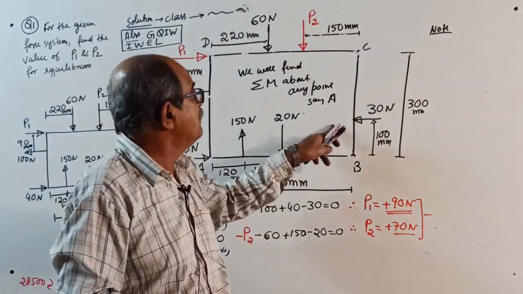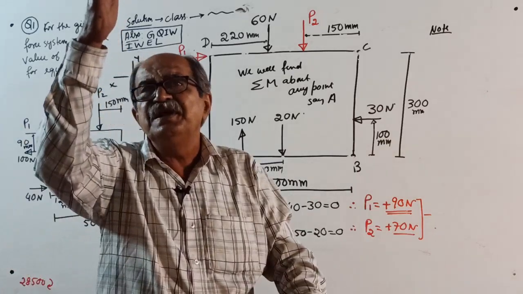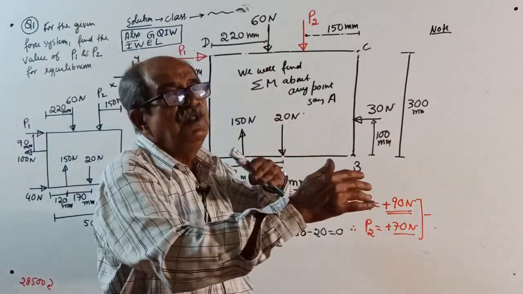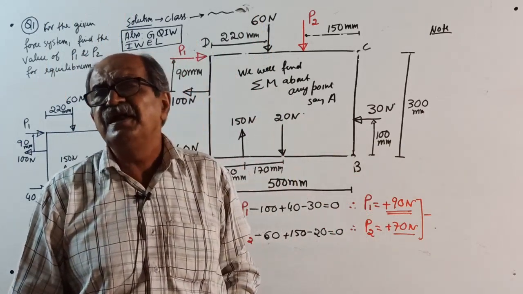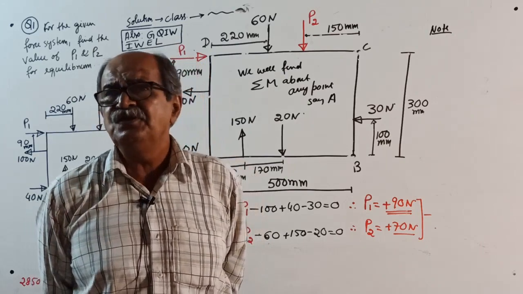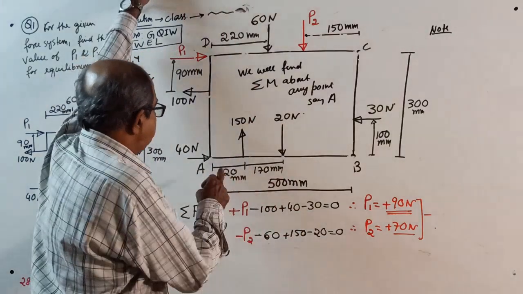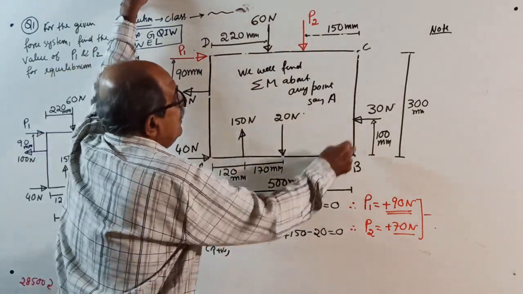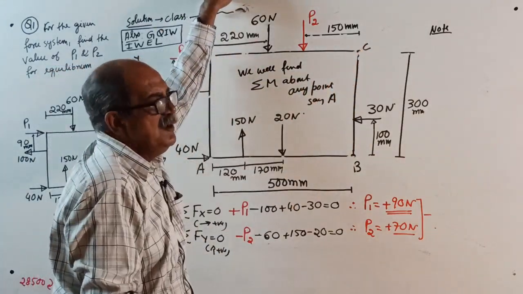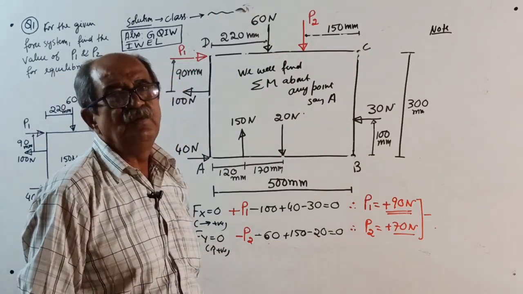There are so many couples formed here. All vertical forces will create a couple, horizontal forces will create a couple. When a couple is created, net force equals zero, but moment will be there. Moment of a couple is constant. That's why when you check moment about A or B or C or D or any point, even outside, the moment will come 28500.